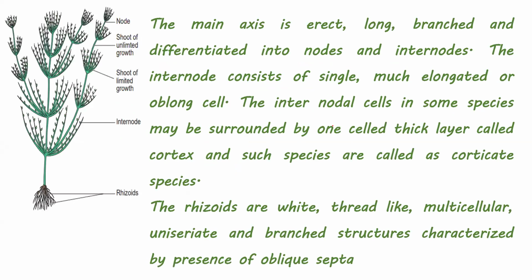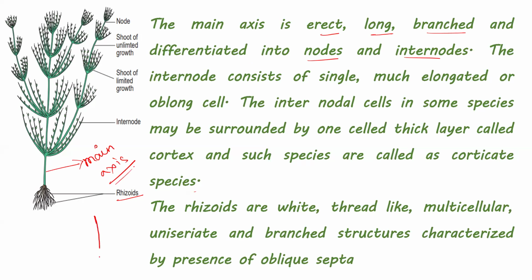Now look at its structure. See, this is a diagrammatic representation of the plant body. As I told you, it is differentiated into rhizoids and the main axis. Rhizoid and main axis, right? Now see, the main axis is erect, long, branched, and differentiated into nodes and internodes.